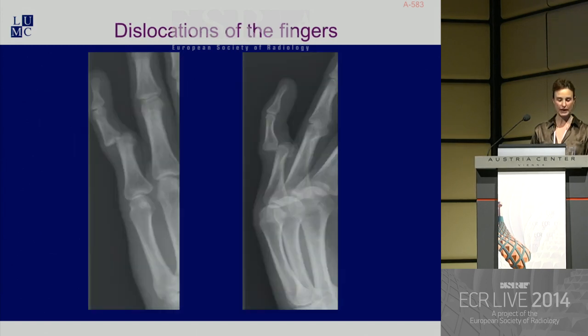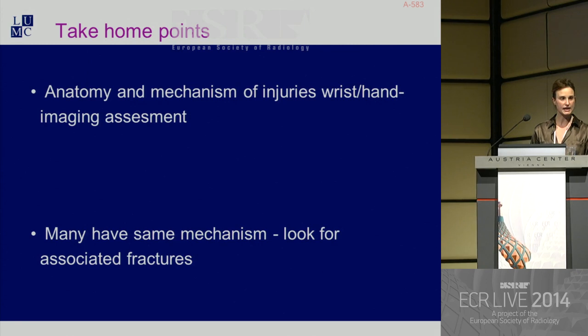So the take-home point is that I think it's very important to know the anatomy and the mechanism of injury of the most common fractures of the wrist and of the hand, because if we know this, we can evaluate special patterns of injury at the level of the wrist. And many of the most common soft tissue and bone injuries of the wrist have a common mechanism of injury, which is the fall on a palm, so try to always look for associated fractures.